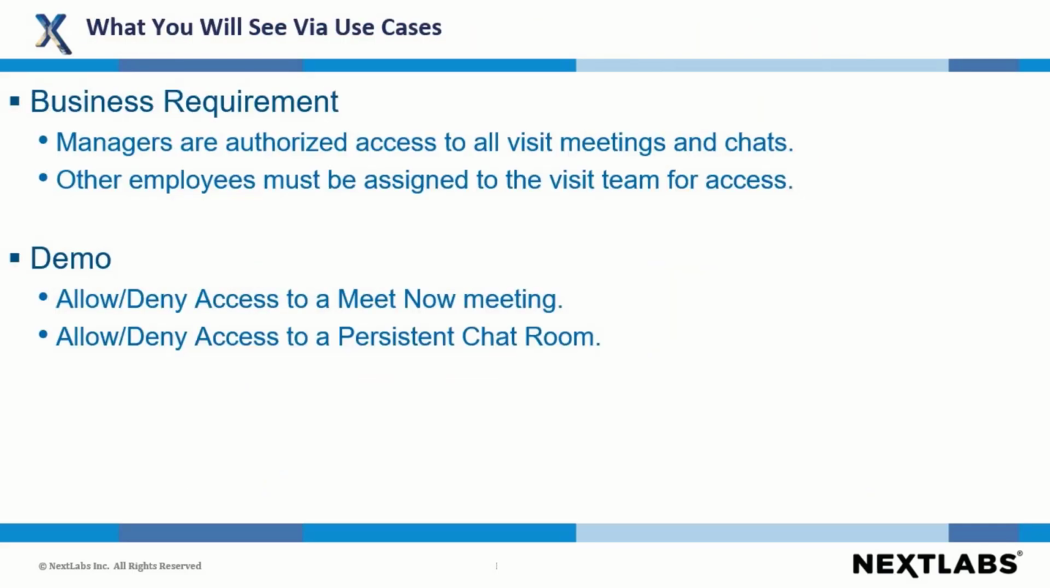For this demonstration, we have a set of business requirements that we want to meet using NextLabs ABAC, or attribute-based access control, policies. These requirements are based on different subject and resource attributes. For example, while managers are authorized to participate in all visit-related meetings and chats, other employees are only authorized to participate in the ones they are assigned to. The demonstration will show how NextLabs can restrict access to different meetings and persistent chat rooms.